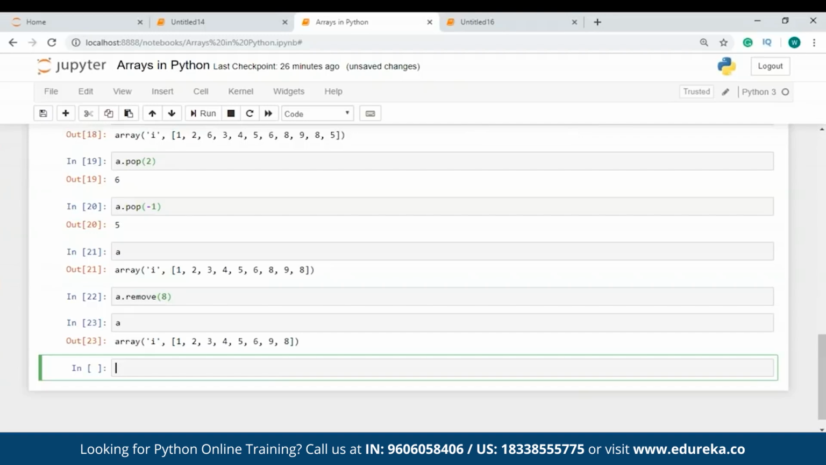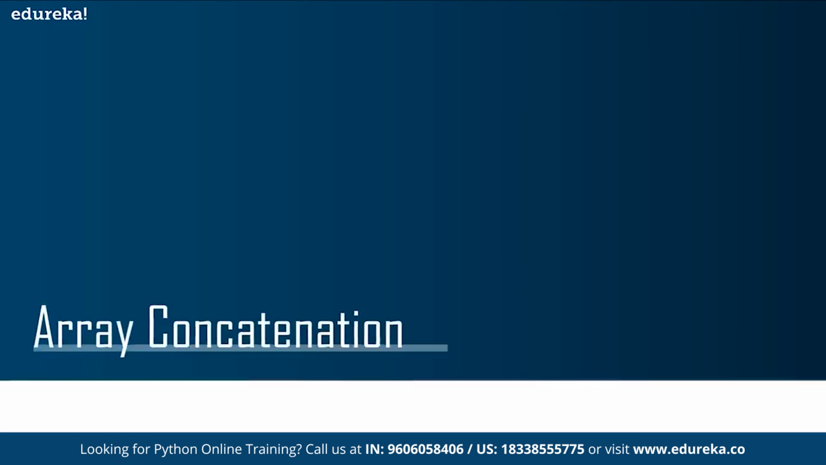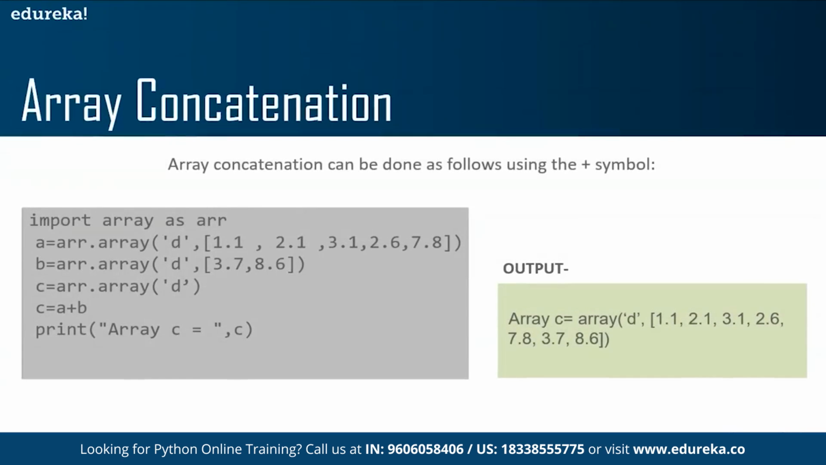Now let's get back to our presentation and perform the next operation. Our next operation is array concatenation. Concatenation means joining. So in case you want to join different arrays, you can make use of the plus symbol. As you can see on the screen, I've created some random arrays A and B, and then I've created some random array C, which is empty.